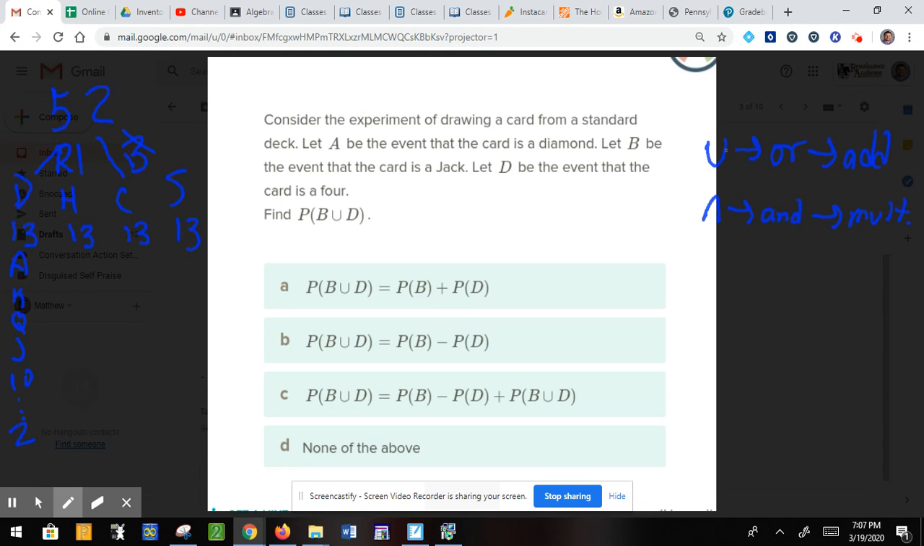All right, so we know that. It's also only talking about B, which is the probability that the card's a jack, and D, the probability that the card's a 4.